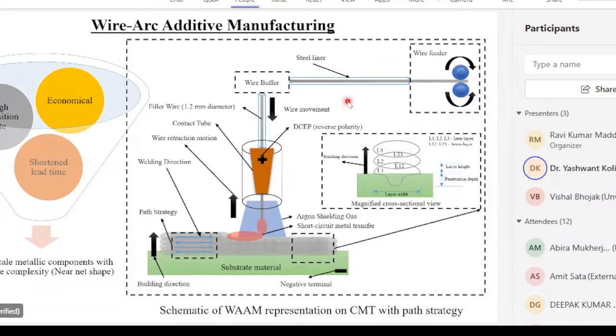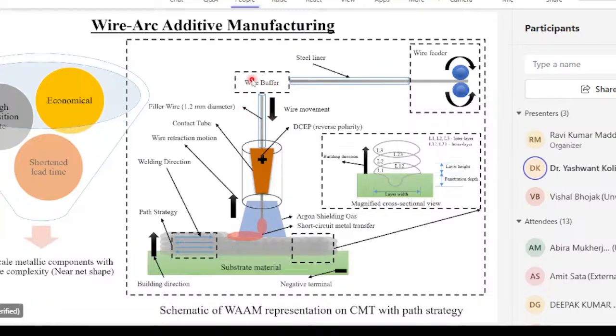If you are using a softer material with a steel liner, the arc stability will be a major problem, and the wire will be winding up, which makes a problem for wire deposition. So we have to stick with this theory: for hard materials, you have to use a steel liner, and for soft materials, you have to use a Teflon liner.